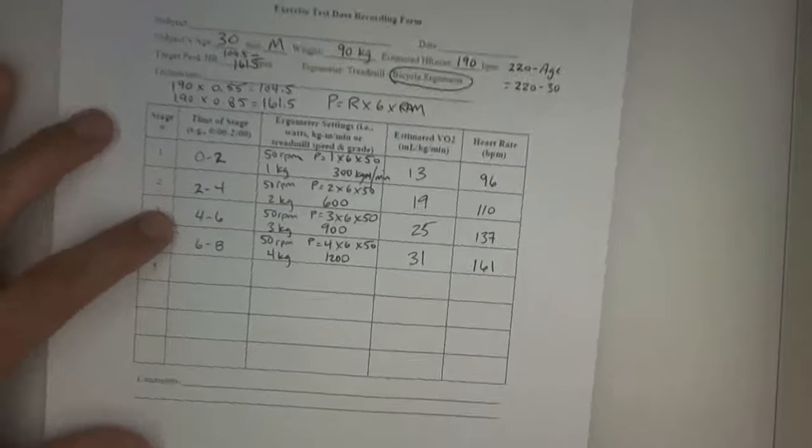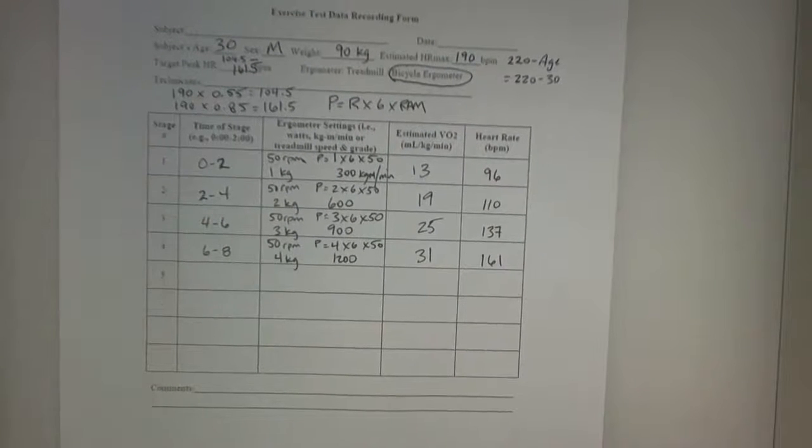Okay, so once we have that calculated, now we can start to get our predicted VO2 max by plotting these points in the graph paper provided. If you need more graph paper, there is a PDF that you can just print out in Blackboard in this week's modules.